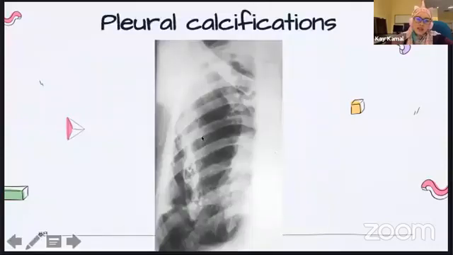And this is just pleural calcifications. Pleural calcifications can be due to some old infections like TB, some old trauma, where there was a hemothorax before, and then it resorbs and eventually becomes calcified, or some form of pneumoconiosis or hypercalcemia that deposits into the pleura.